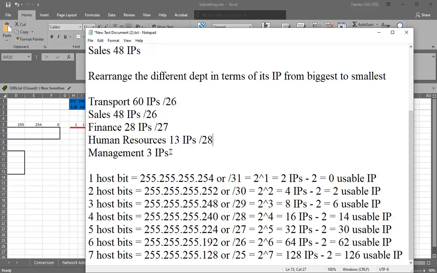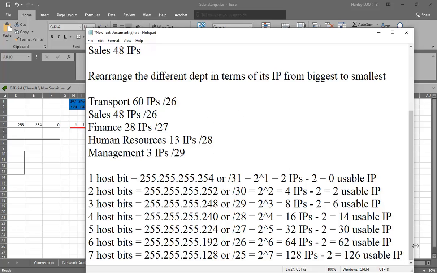And last but not least, for 3, I'll be using a /29. So for variable length subnet mask, the first thing you need to determine is the best subnet mask to use, depending on the usable addresses that you can get from the number of host bits. And from there, you can start to plan out the network address and the usable addresses based on the subnet mask.